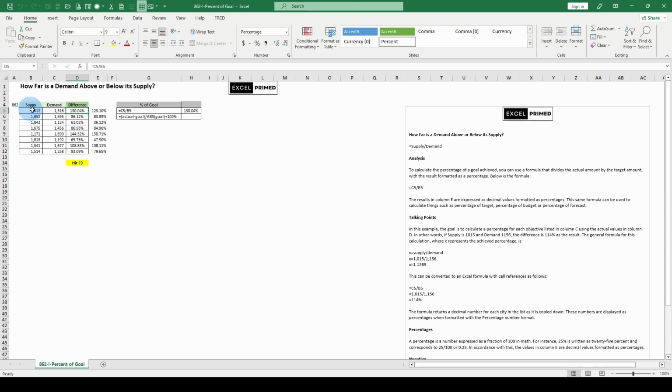We're going to have supply and we're going to have demand. So the question is, are we dividing demand into supply or supply into demand? We're going to take the actual and divide it by supply, and that's going to give us the difference. You can see our demand outstrips our supply by 130%. If we go the other way around, C5 minus B5 divided by C5 represents 123%.